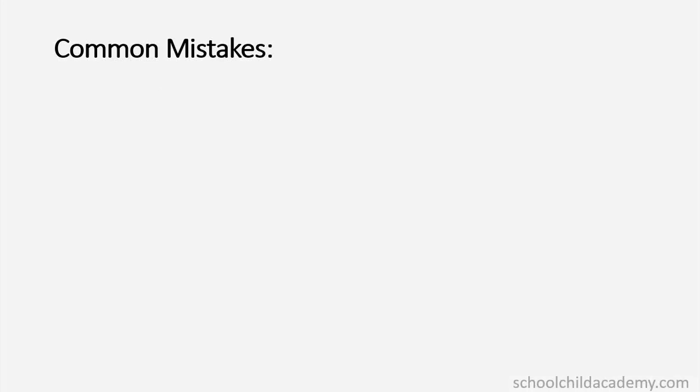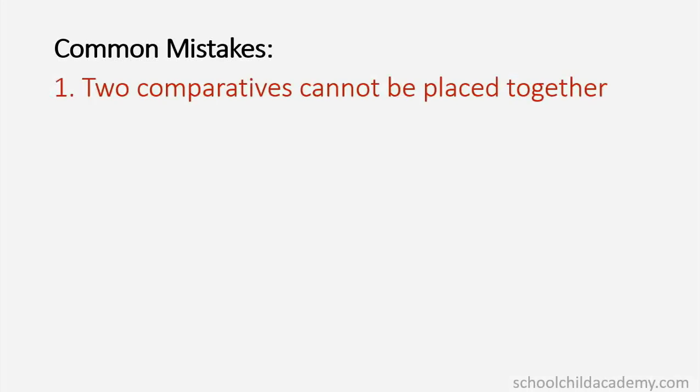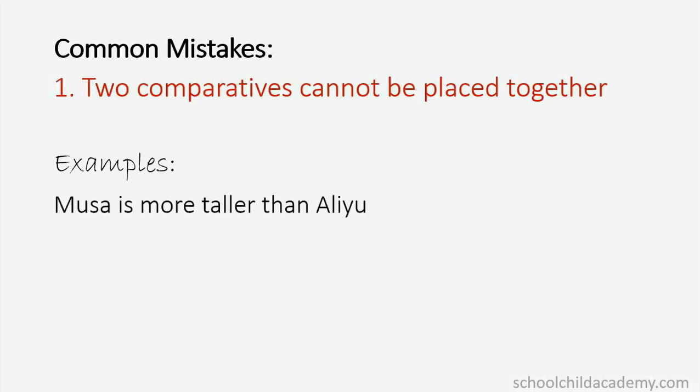Some common mistakes. Two comparatives cannot be placed together. For example, Musa is more taller than Aliyu. This is wrong. We should say Musa is taller than Aliyu because tall is a regular comparison and a monosyllabic word, so they don't need more and most to form their comparative and their superlative respectively.